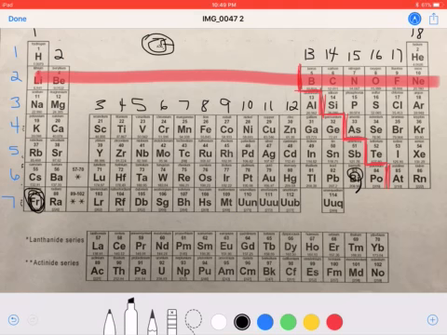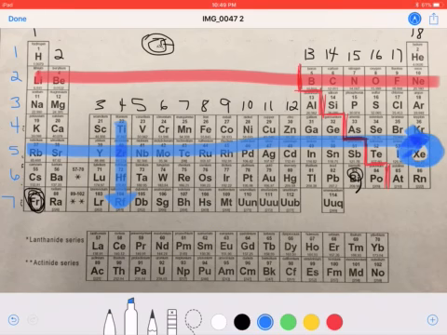So overall trend for ionization energy, as you go down a group, it decreases because the energy required to take away an electron is less. The opposite is true if you're going across a period. It's harder to take away an electron over here than it is over here.